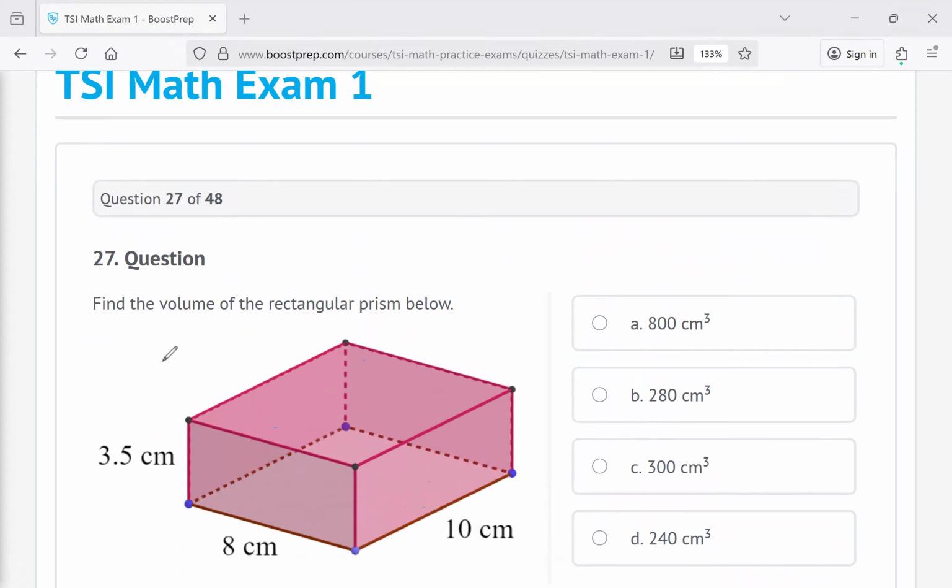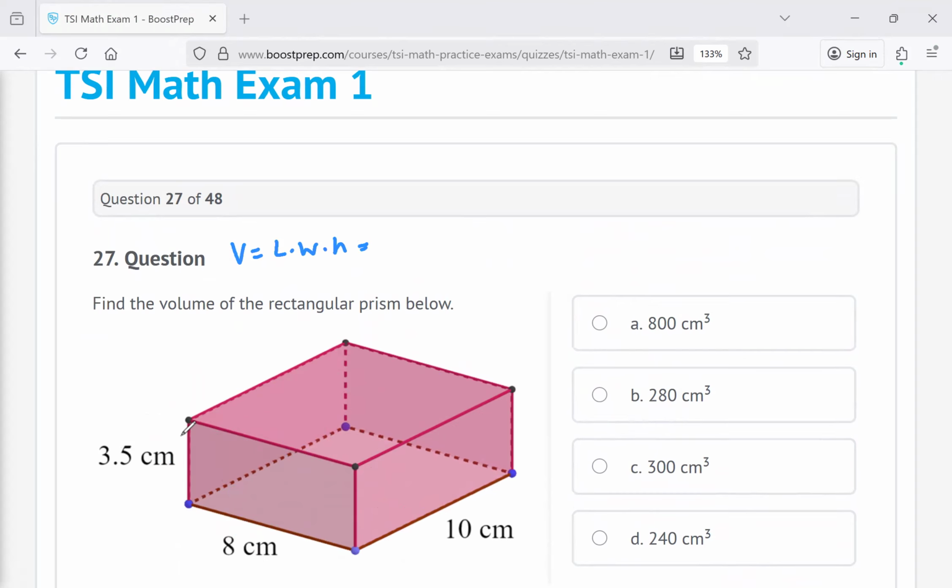This one says find the volume of a rectangular prism below. So this is not too bad. They're not asking for surface area, because then you would have to find the area of everything. But they just want the volume. So what is a volume in general? It is basically length times width times height. And it tells everything we need.